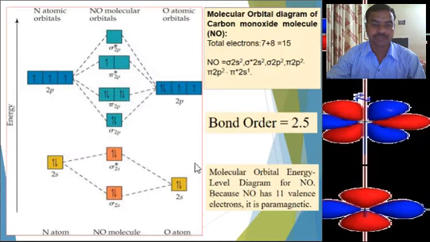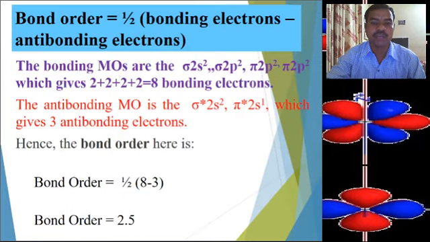See the diagram here: these 2 electrons and these 6 electrons total 8 electrons in the bonding molecular orbitals, and these 2 electrons and this 1 electron total 3 in the antibonding molecular orbitals. And the bond order of the NO molecule is 1/2 times bonding electrons 8 minus antibonding electrons 3, that is 8 minus 3 divided by 2. The bond order is 2.5.